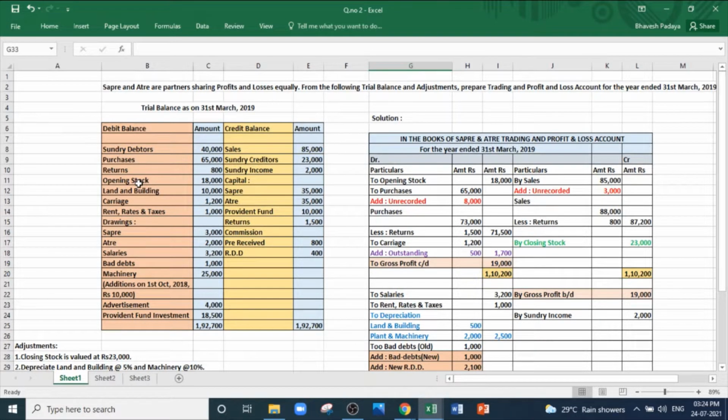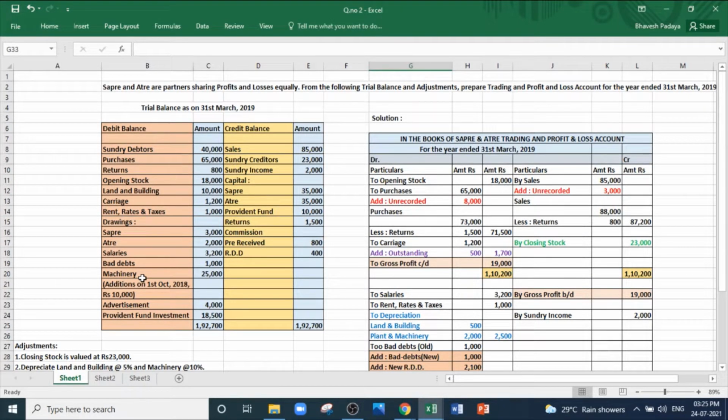Opening stock, trading account debit side. Land and building asset. Carriage, since it is not mentioned it is carriage inward or outward, it will go to trading account debit side. Rent, rates and taxes, trading account debit side. Drawings, S.Y.J.C and S.Y.J.C. Okay, we'll here have to see what is the method of capital being used. Salaries, profit and loss account debit side. Bad debts, profit and loss debit.